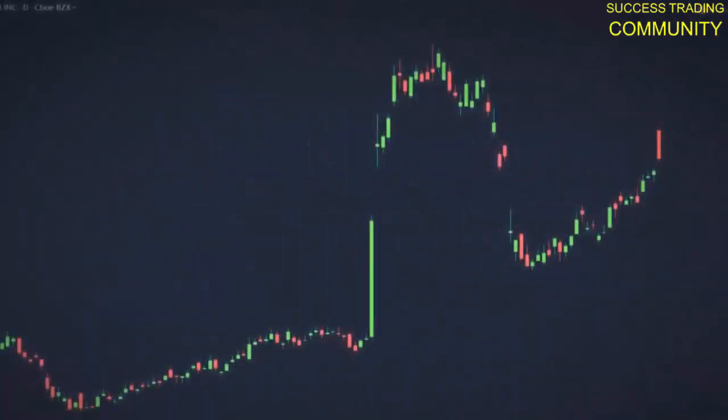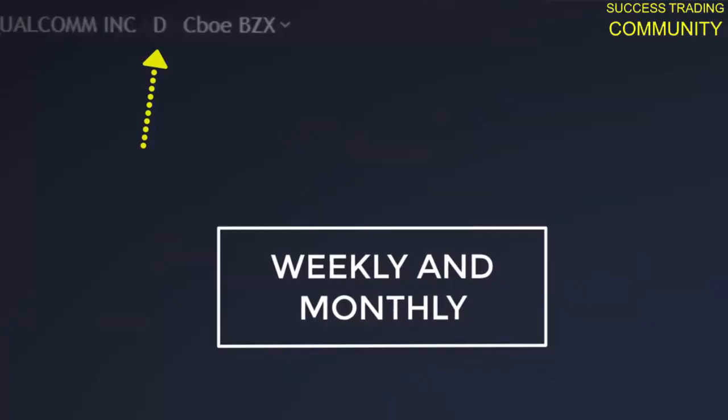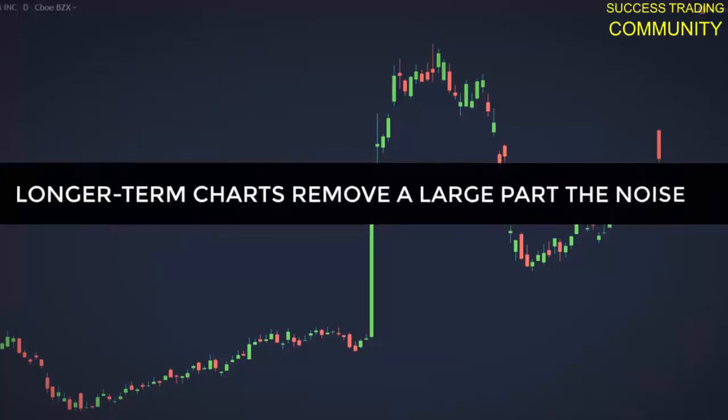First of all, the time interval is a key element when identifying a trend. Forget about the 15-minute or the 5-minute charts and go on the daily chart. Weekly or monthly charts show the major trends even more clearly than daily charts. Longer-term charts remove a large part of the noise that interferes with seeing the bigger picture.